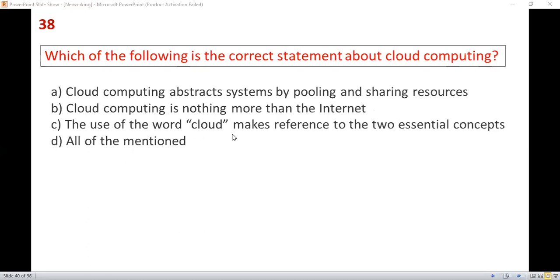And the use of the word cloud makes reference to two essential concepts. Yes, so many students are writing cloud computing abstracts systems by pooling and sharing resources. So the correct statement for this question will be option one, abstract system by pooling and sharing resources. Can anyone tell me what pooling and sharing resources is?